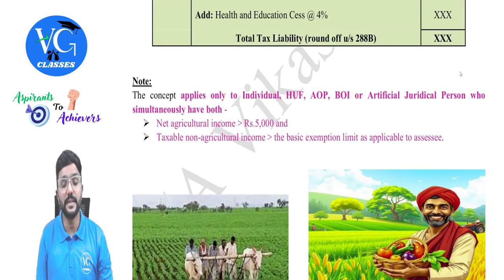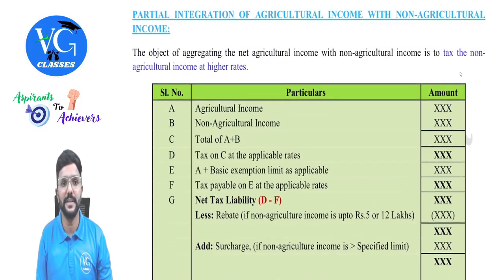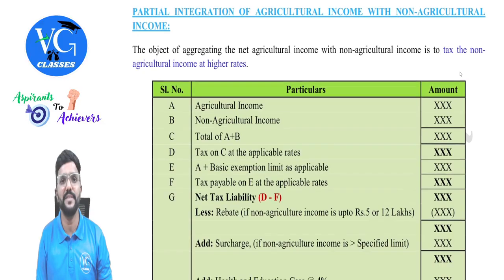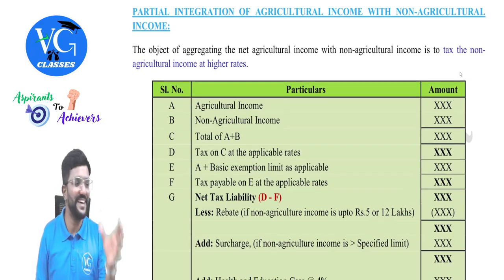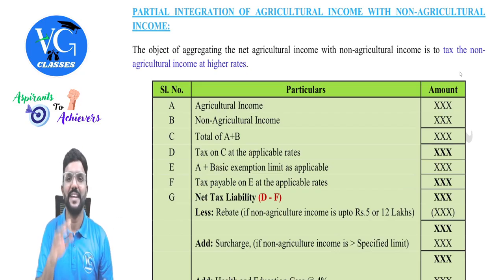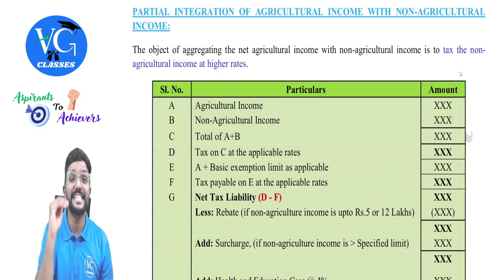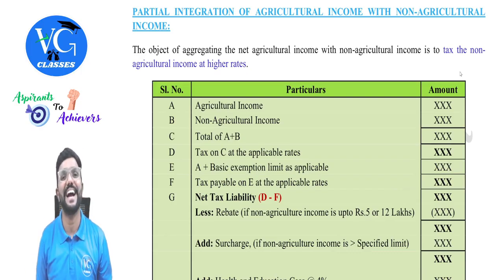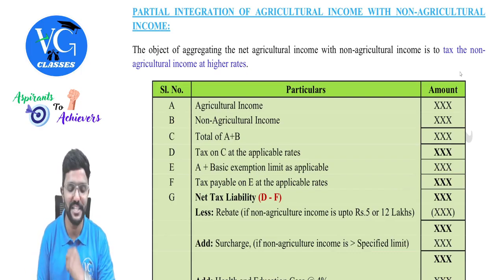See, we have learned that agriculture income is exempt only from land which is situated in India and used for agriculture purpose as per section 10 clause 1. But if the same assessee has both, the department is trying to tax the non-agriculture income at a higher rate, guys. That is the strategy of this partial integration.